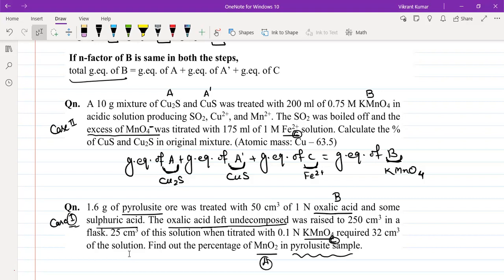See the second line. The oxalic acid left undecomposed, उसको डायरेक्ट रिएक्ट नहीं करवाए, इसका 250 ml सॉल्यूशन बना के उसके 25 ml सैंपल को लिया है, and then they have given you the requirement. मतलब actual requirement will be 10 times more than that. Just take care of that, try it, and then I'll give you the answer and the solution. ठीक है, next class. हाँ क्रिश.